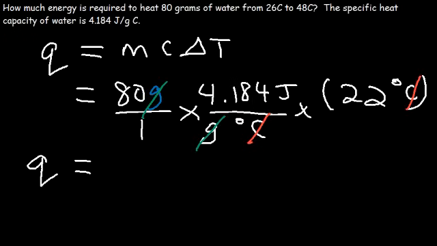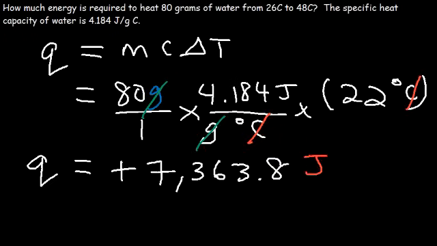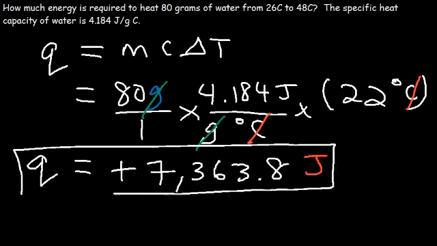So Q is equal to 80 times 4.184 times 22. So it requires 7,363.8 joules to heat 80 grams of water from 26 degrees Celsius to 48 degrees Celsius. The specific heat capacity tells you how much energy is required to heat 1 gram of water by 1 degree Celsius, and that's 4.184. You may need to know that. But that's it for this question. That's all you have to do.